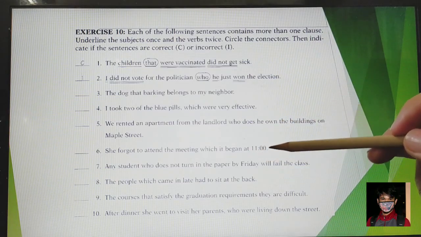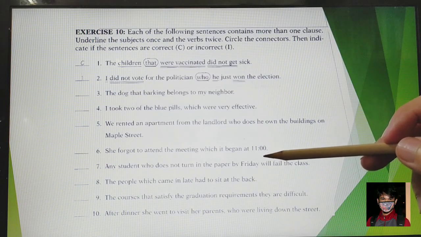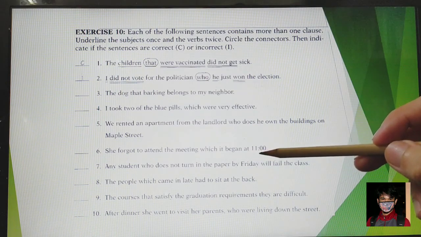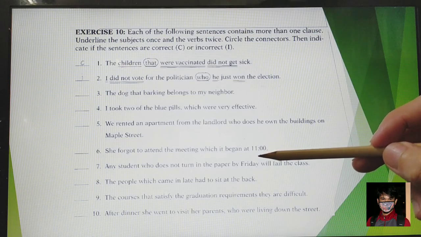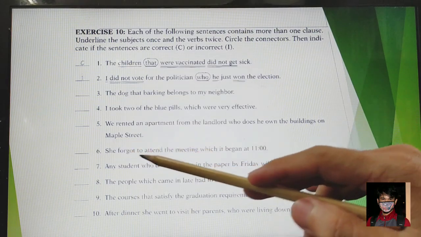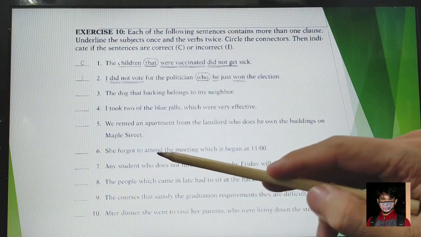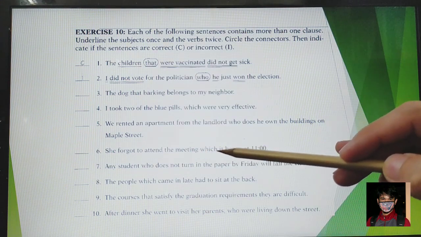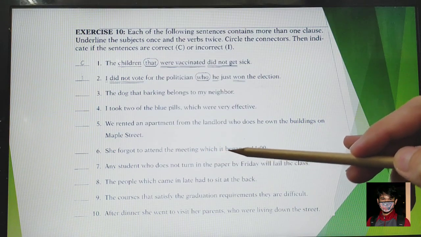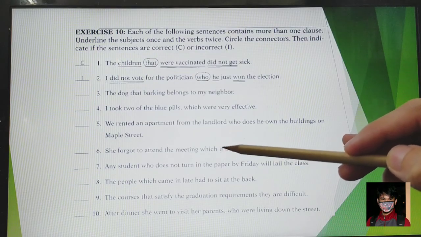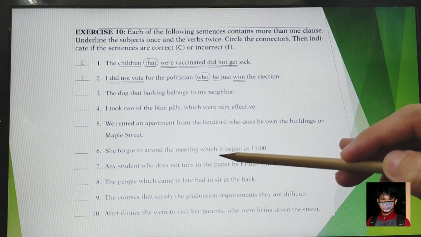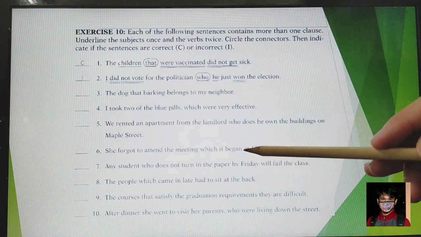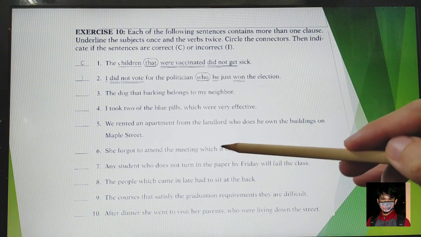Next, for number 6. For number 6, she forgot to attend the meeting, which it began at 11. Did you find out what makes this incorrect? She forgot to attend the meeting. So this is the main clause, the main sentence, followed with an adjective clause connector. It's supposed to be followed with a verb, but it is followed with it. So you have to omit this. Just delete it, and the sentence will be correct. The sentence is incorrect because of the it here.